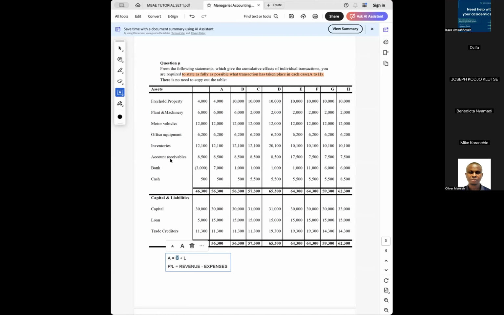The business has tendencies to also pick up loans. We're coming down here. The business has tendencies to secure loans.